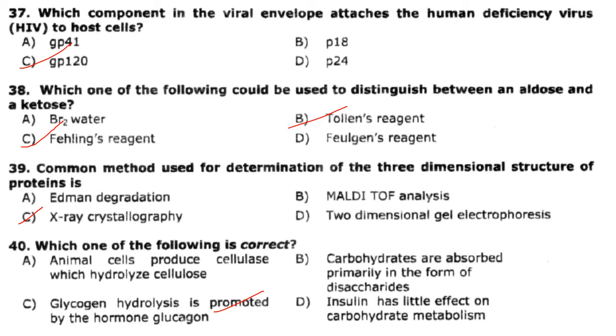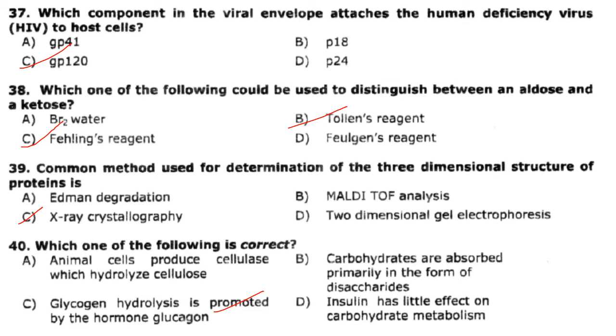Which one of the following could be used to distinguish between an aldose and a ketose? So Tollens reagent and Fehling's reagent can be used to distinguish between aldose and ketose. So answer is both option B and C. I don't have the answer key with me, so I don't know what was given in your answer key. So answer is B and C. Then next one. The common method used for determination of the three-dimensional structure of the protein is X-ray crystallography. Answer is option C.